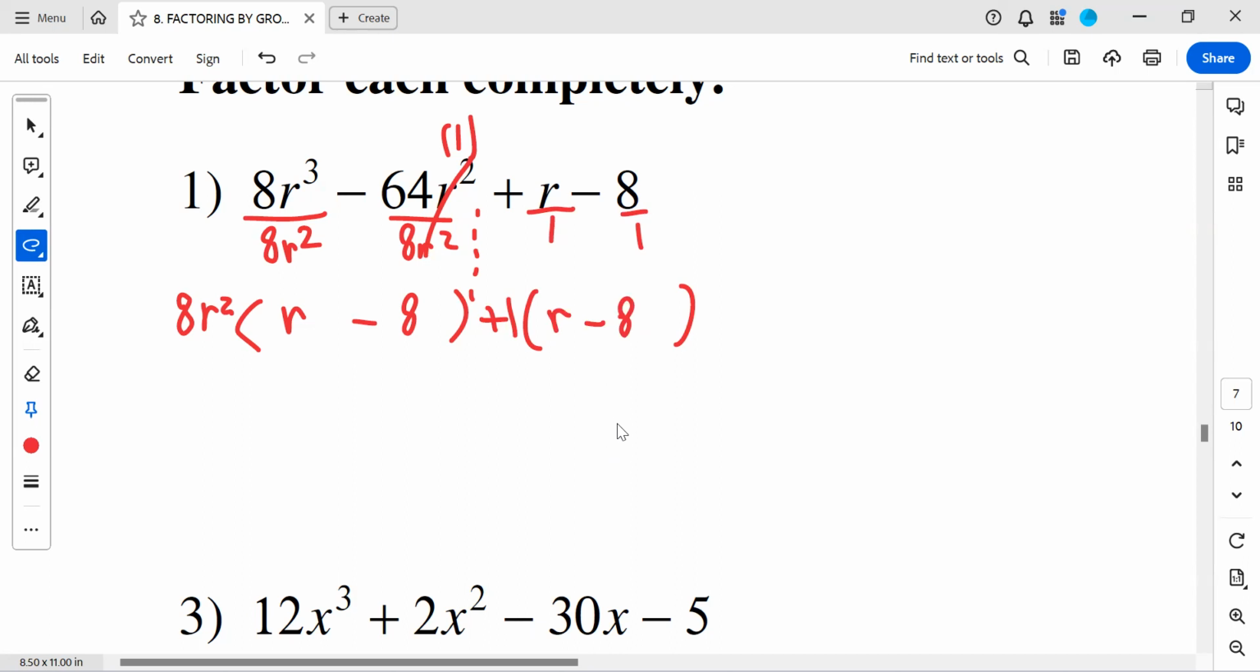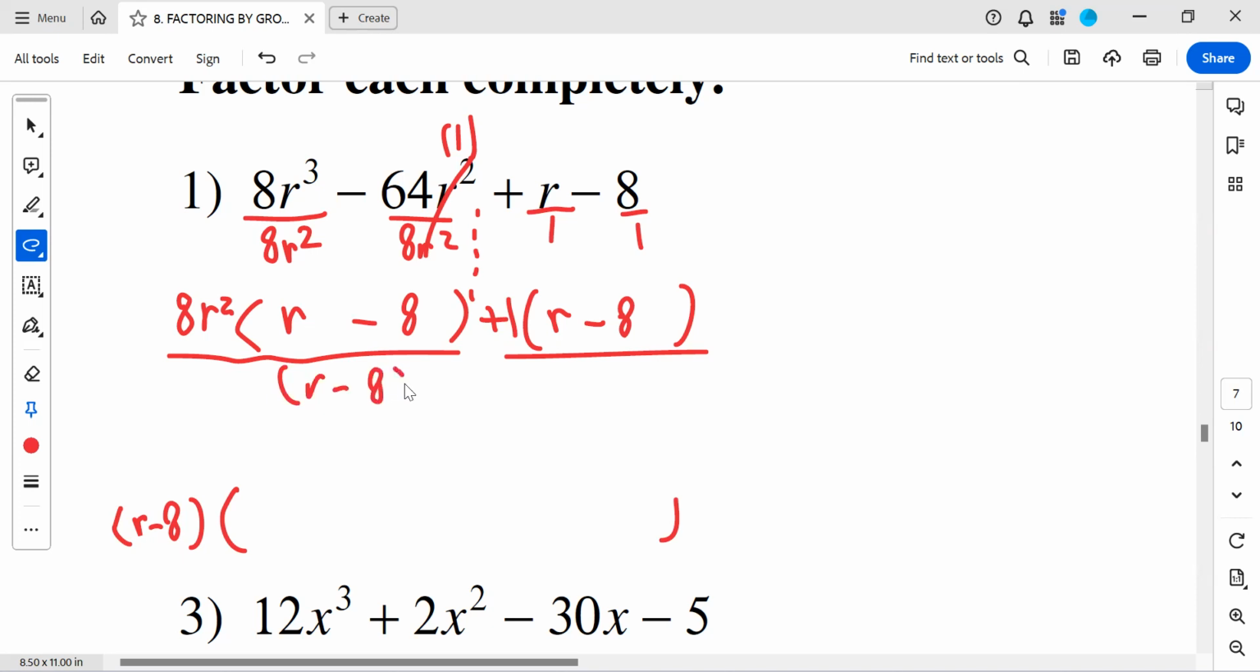Got it. So now, look what happens. This is the same thing we were doing on the previous page. We recognize that our box is what? R minus 8. So I'm going to do it step by step. I'm treating the R minus 8 like a GCF, but for the most part, you don't have to do all of this. You can just go straight to the shortcut.